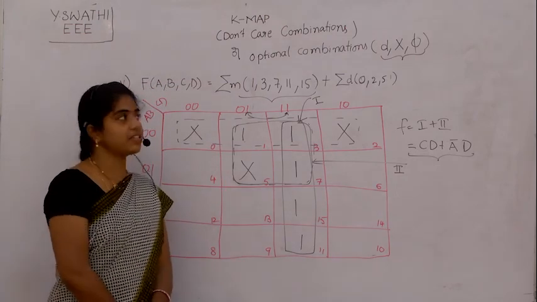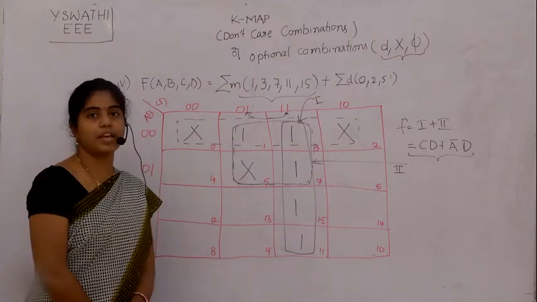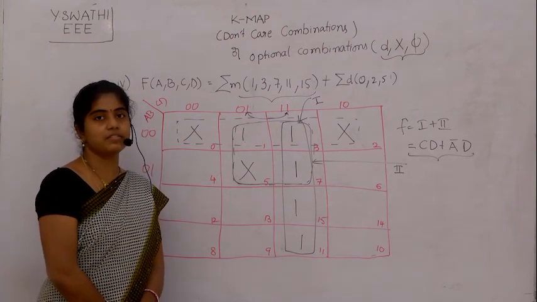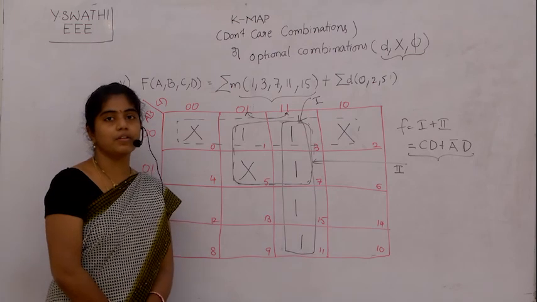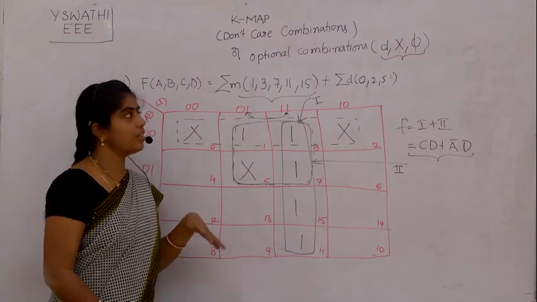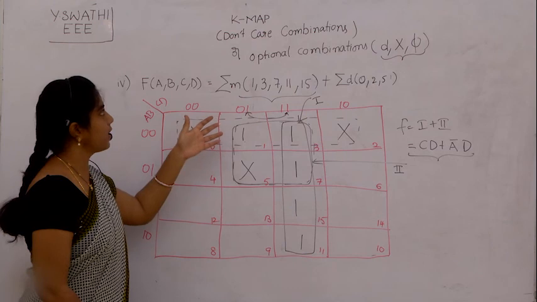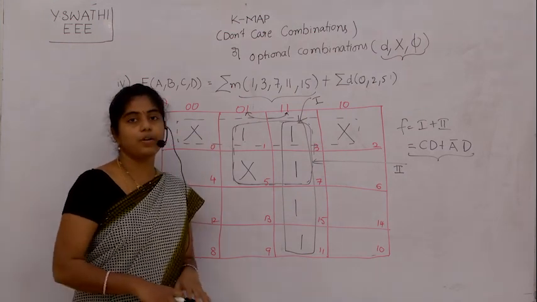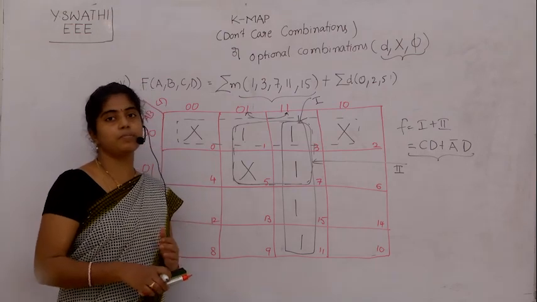So till now we have discussed don't care combinations of K-map. Now we will move on to the next topic, that is the POS form of K-map. Till now we have discussed all the examples and the don't care combinations in the SOP form, that is, sum of products form. Now in the next session we will go to the POS form.